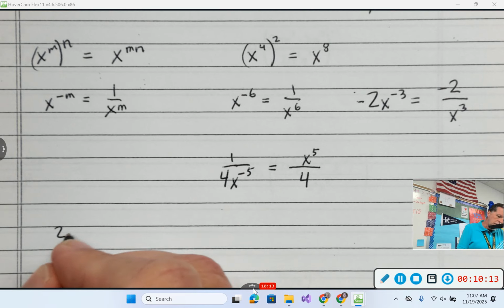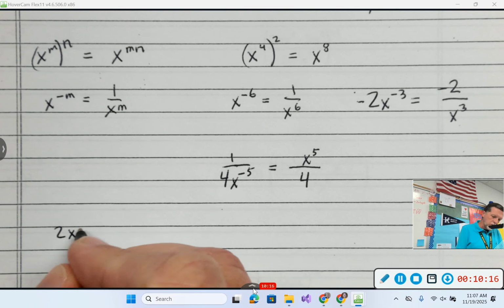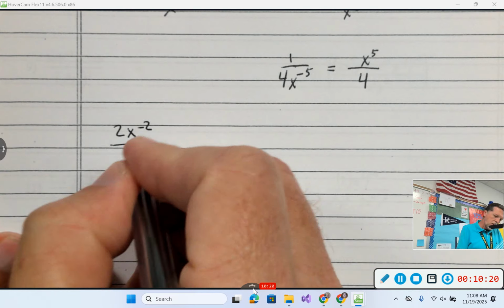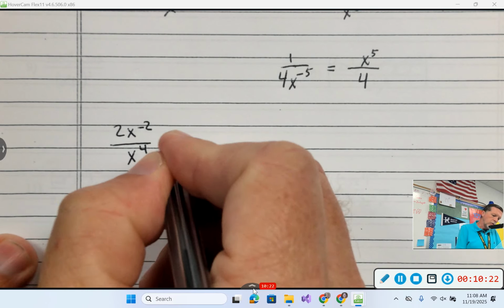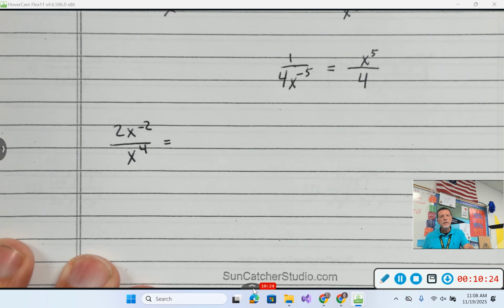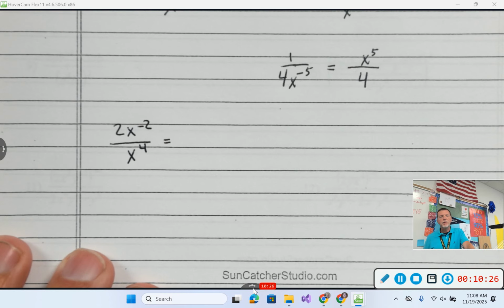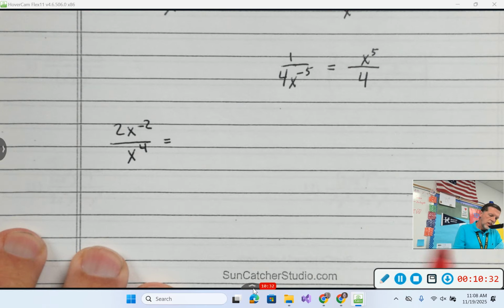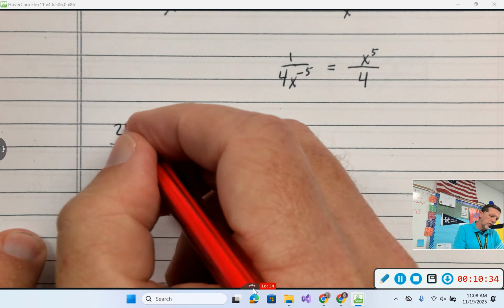Okay, let's start mixing up some rules here. So let's go 2x to the negative 2 over x to the 4th. So I have to combine rules here. What would you do first on this one?